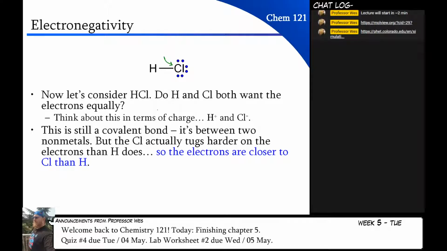Now, there are all sorts of reasons why this happens. We're using the size of the nucleus as one factor, but there are other reasons too, such as the size of the atom. Where are the electrons relative to the nucleus? Are there other electrons in the way, etc.? And we don't really cover those topics in this class because that's quantum mechanics, and just hearing those two words together probably scares you. And it should.